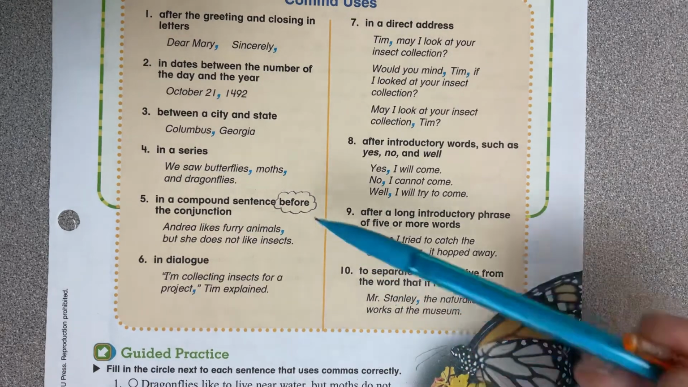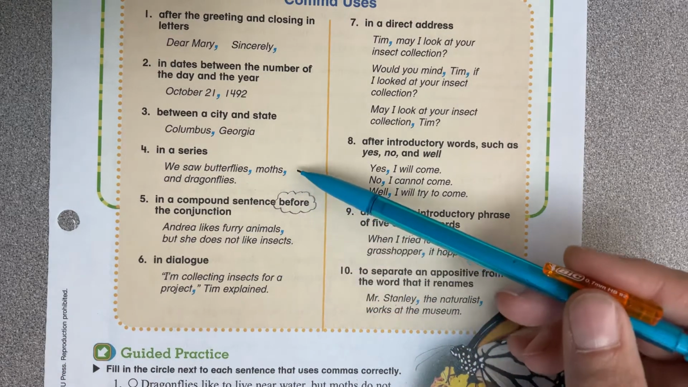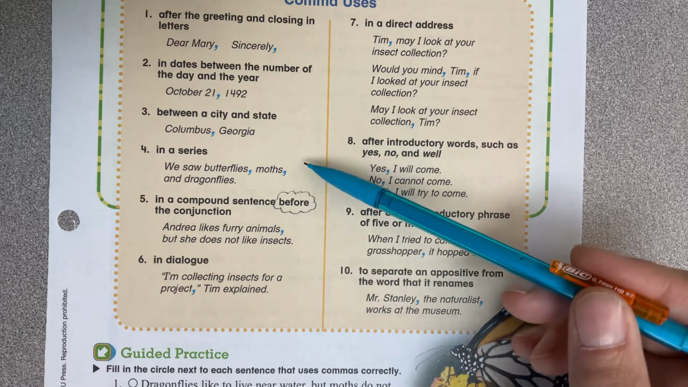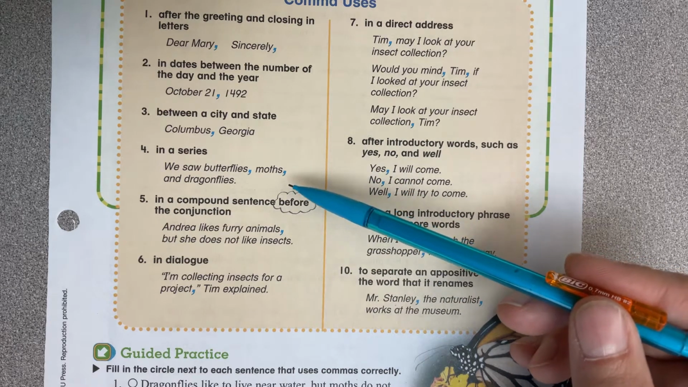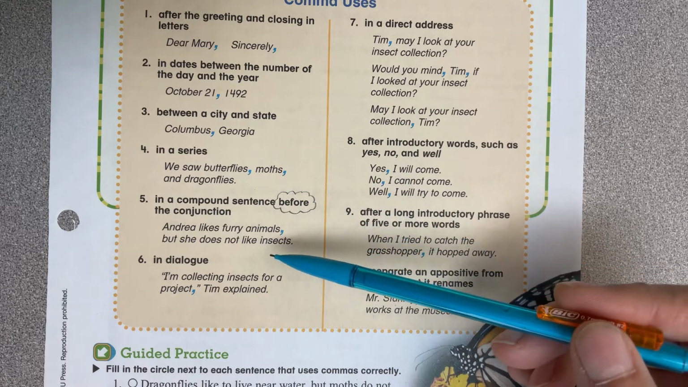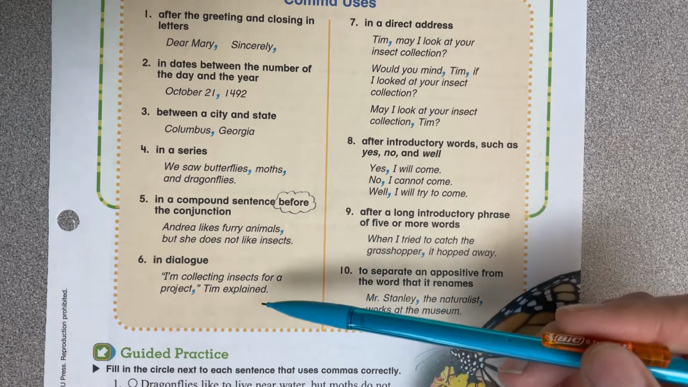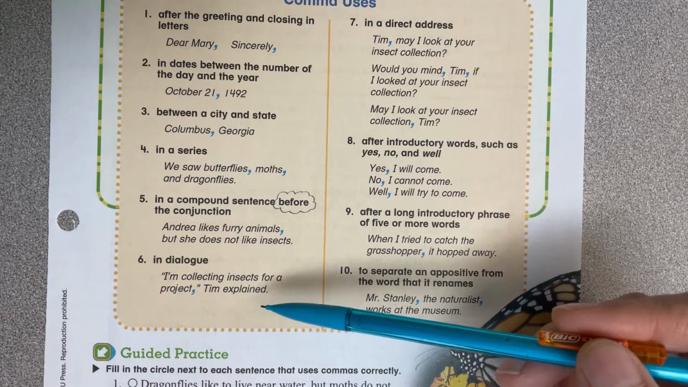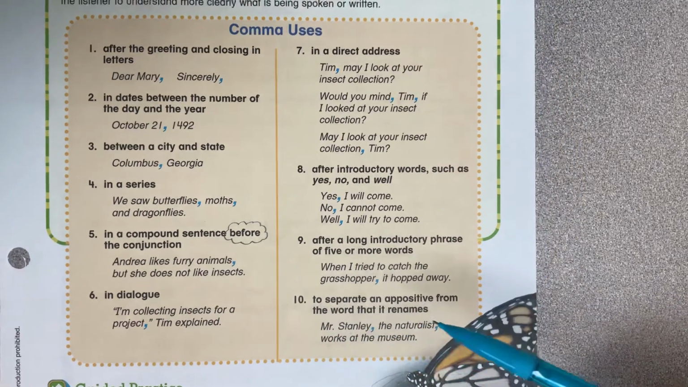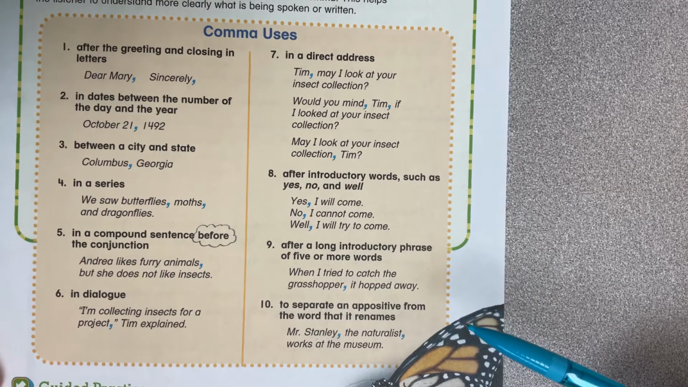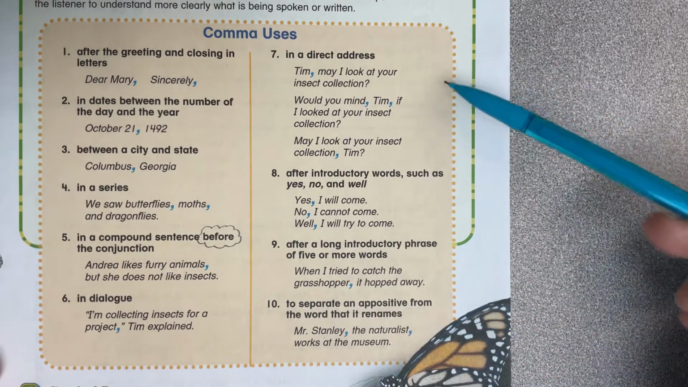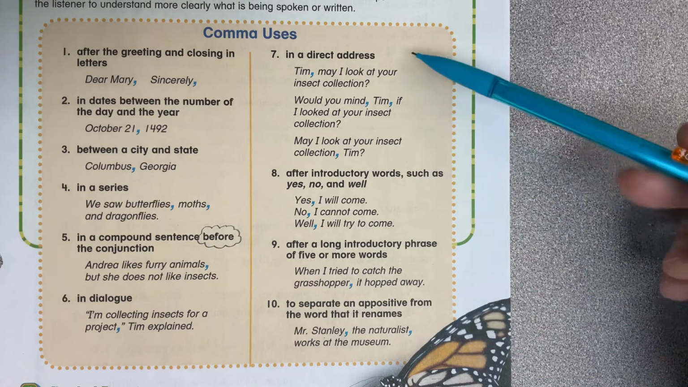And notice for each of these last three, there's a natural pause. We saw butterflies, moths, and dragonflies. Andrea likes furry animals, but she does not like insects. "I'm collecting insects for a project," Tim explained. So we naturally pause in each one of those situations where we put a comma. And you'll see that on this side of your page as well.